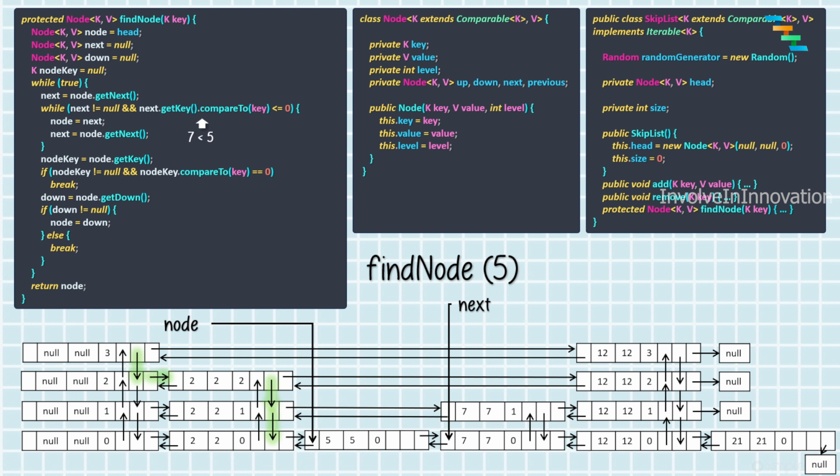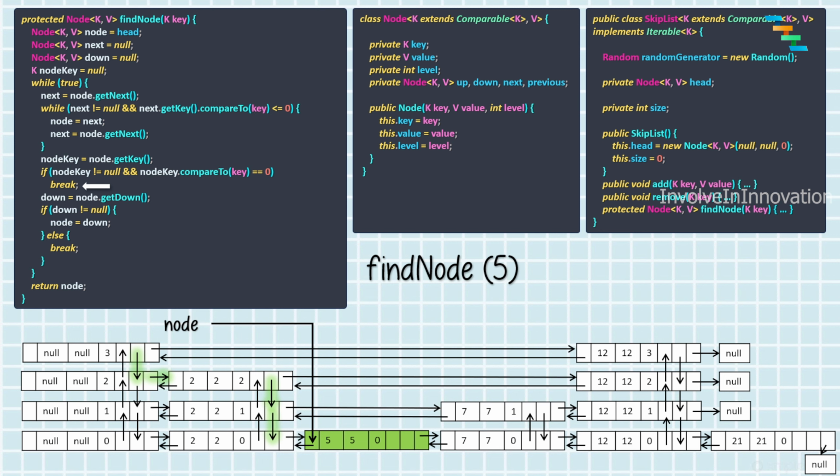Check if the next key 7 is less than or equivalent to the value to search, 5. No. Then check if the node's key is equivalent to the key to search. Yes, 5 is matching with the 5. So we found the element 5 in the skip list.